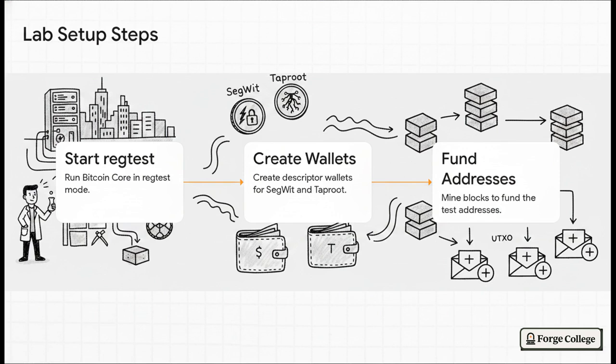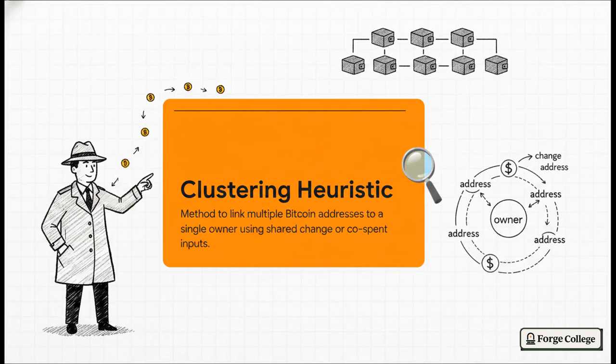Once we've got regtest running, we create 2 descriptor wallets, one for our older SegWit transactions and one for our newer Taproot tests. Finally, we just mine some local blocks to fund these test addresses. And boom, we now have UTXOs, unspent transaction outputs, ready to be spent in our little experiment. But before we run the tests, we kind of need to understand our adversary, right?